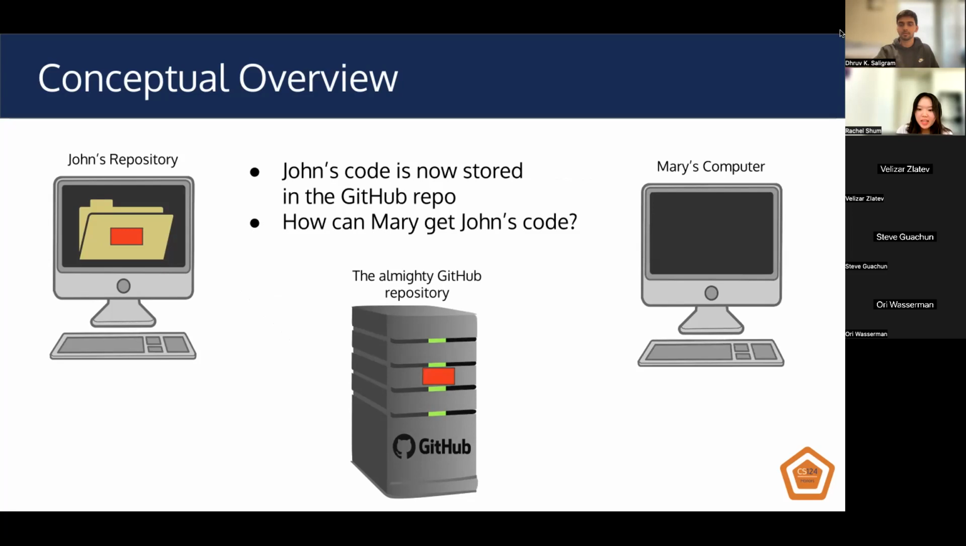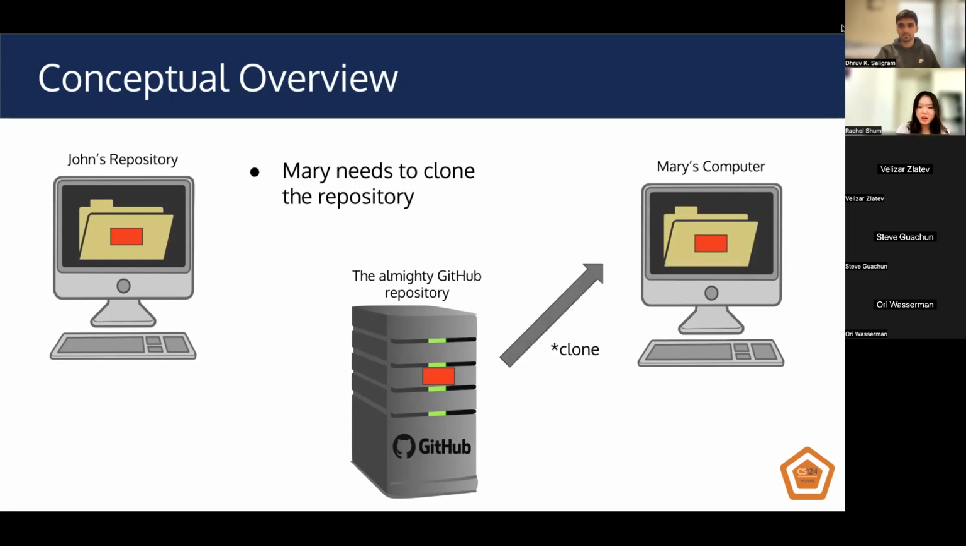Okay, so now John's code is stored in the GitHub repository after he pushed it. So how does Mary get John's code now? Mary's computer doesn't have John's code on it, right? But John's code is now stored on the GitHub repository. So Mary needs to clone the repository, and that way she can get it onto her computer. She does this by cloning that remote GitHub repository. And so now it's on her computer.